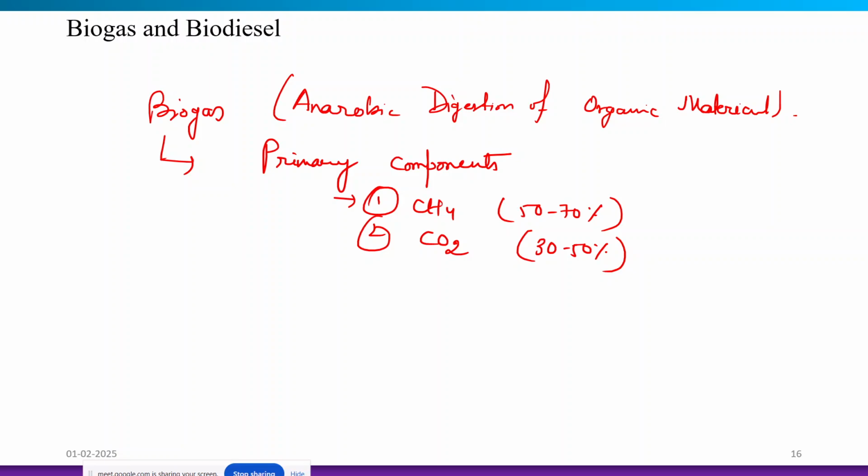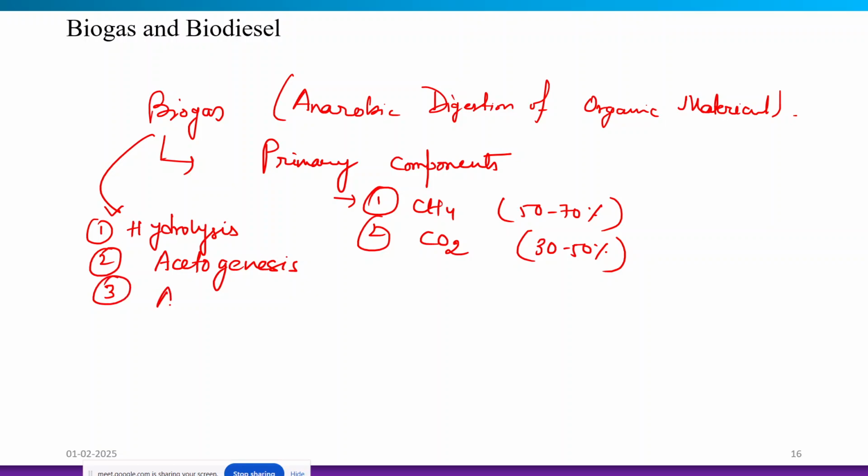This biogas is produced by processes like hydrolysis of the biomass, acetogenesis, acidogenesis, and methanogenesis. These are some processes that we can apply to produce biogas from biomass sources.